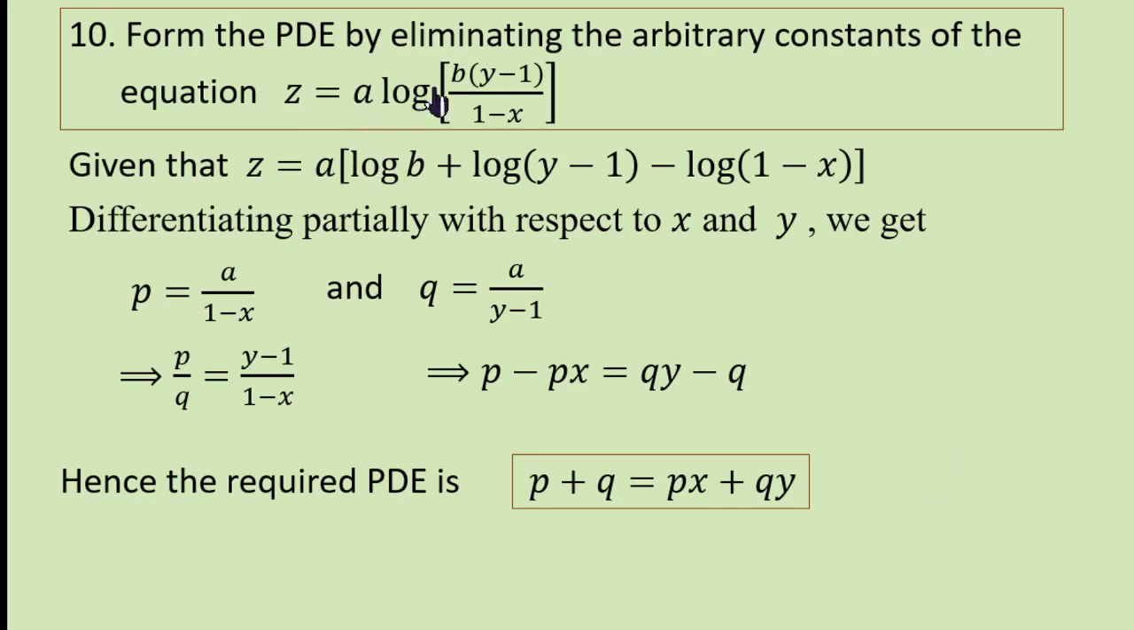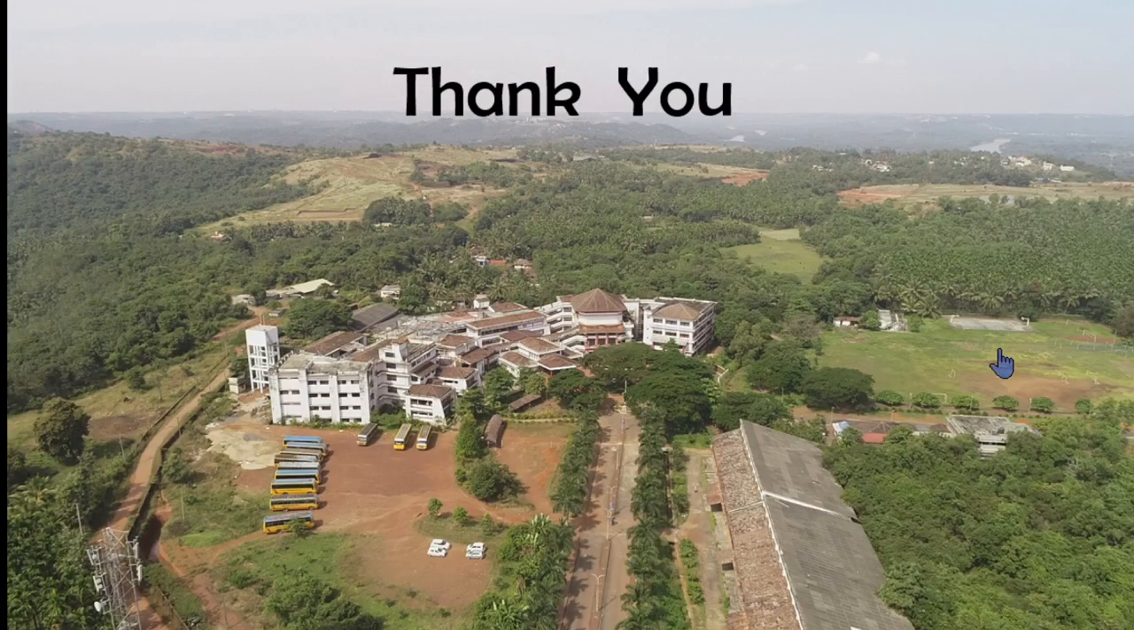How we can find the partial differential equations? By eliminating arbitrary constants of the given equation. Now in the next lecture, I am going to discuss how we can form the PDE by eliminating arbitrary functions. Thank you for watching.